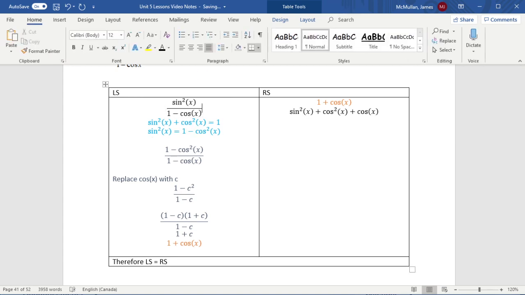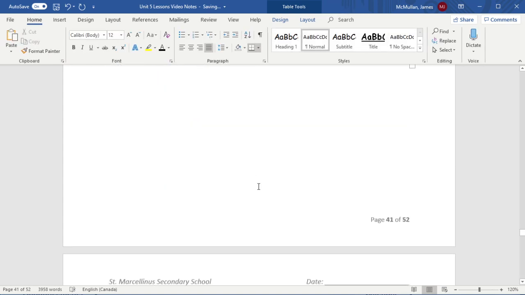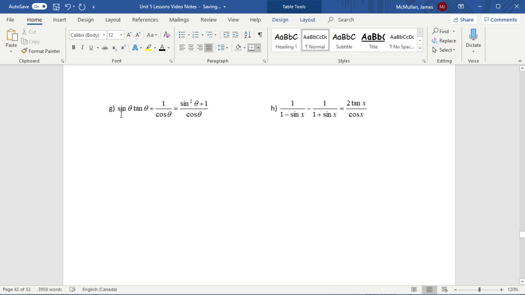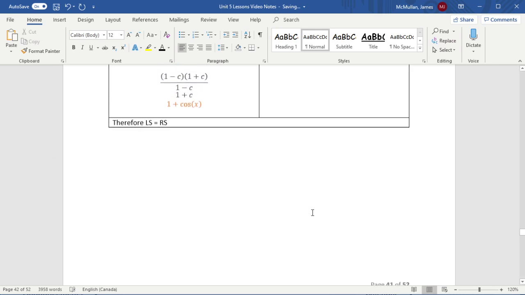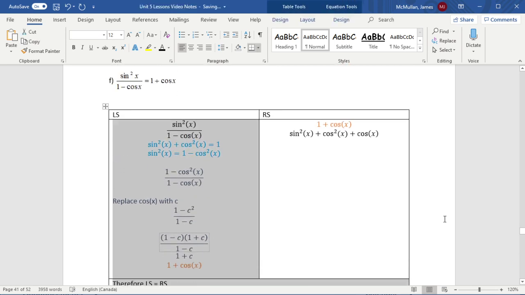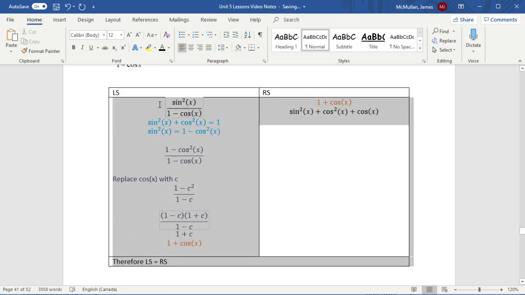Really good question. I'm going to leave this one. G, I want you to try it. H, I'm going to do just because H is a common denominator question. We haven't really done a good common denominator question, so we've only done one, and it was pretty easy. So let's do one that's a little harder.